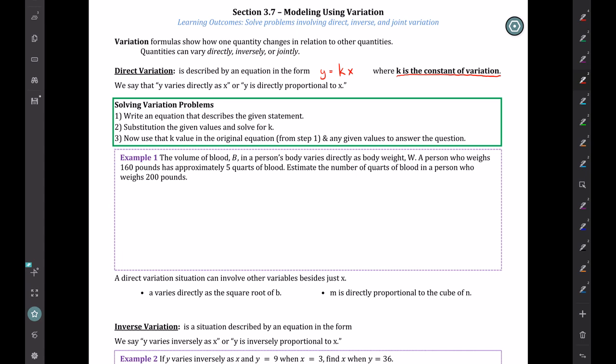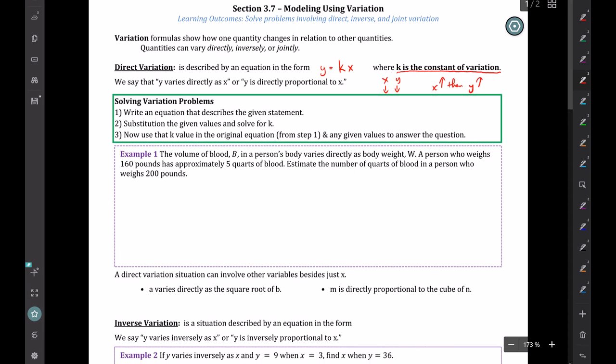The first type of variation that we're going to look at is called direct variation, and that's where you have something of the form y equals kx, where k is the constant of variation. The idea is that if x goes up, then y will go up, and if x goes down, y will go down. So if x goes down, then y must go down. If x goes up, then y goes up.